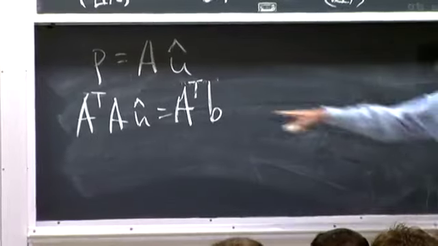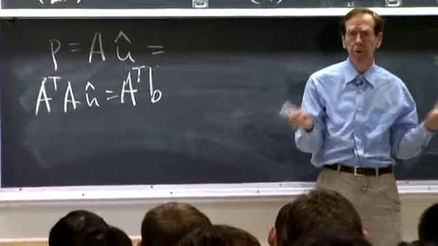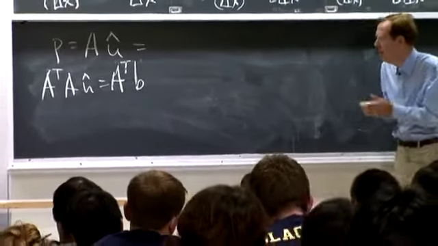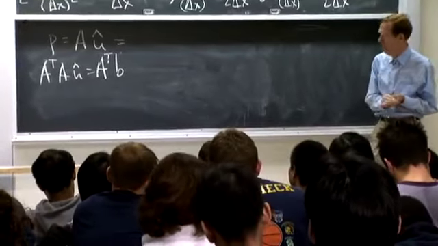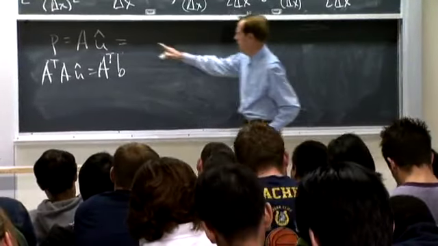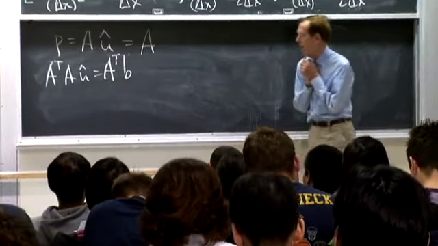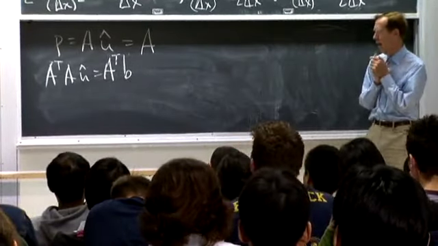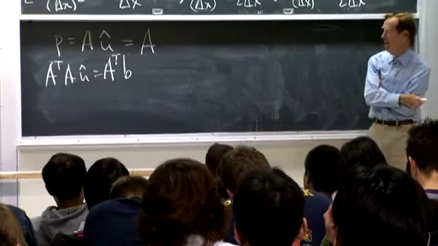Now tell me, plug in U hat here so I get a formula for the projection. While we're doing all this stuff, we might just as well put those two pieces together and have a formula for the projection. So it's A times U hat. I hope you like this formula. It's kind of goofy looking, but you'll remember it. Okay, what is U hat?